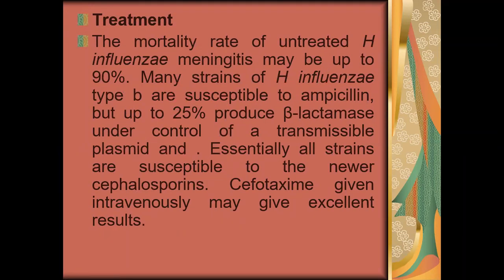For treatment of this bacteria, the mortality rate of untreated Haemophilus influenzae meningitis may be up to 90%. Many strains of this bacteria are susceptible to ampicillin, but up to 25% produce beta-lactamases under control of transmissible plasmids.